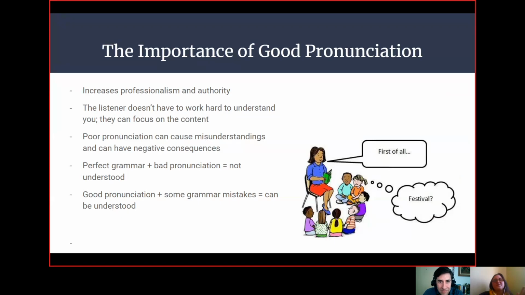All right. So the importance of good pronunciation. It increases your professionalism and authority, and this is especially important for students who use English at work and for teachers of English. Another reason it's important is that when you have good pronunciation, the listener doesn't have to work hard to understand what you're saying, and instead they can focus on the content of what you're saying.